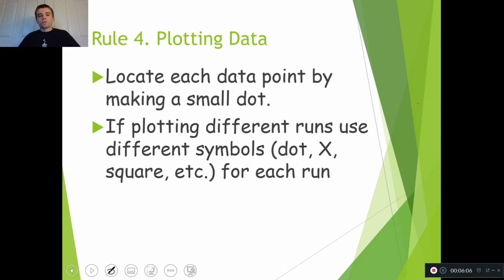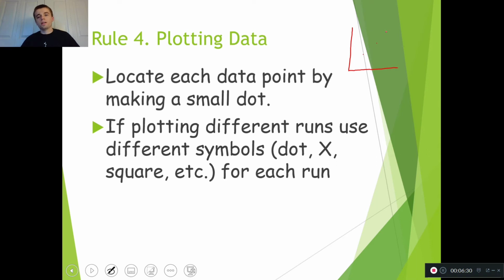Rule 4 has to deal with plotting the data. Make sure you locate each data point by a small dot. So you don't have to do anything dramatic, just a little dot. You don't have to make them really big. Just make sure that we can see them and make sure that it represents the exact point on your graph that you want it to. So, if you make your dot too big, it could represent a number of points. If you want it to represent on the x-axis 1 and the y-axis 5, make sure it's exactly at 1, 5.